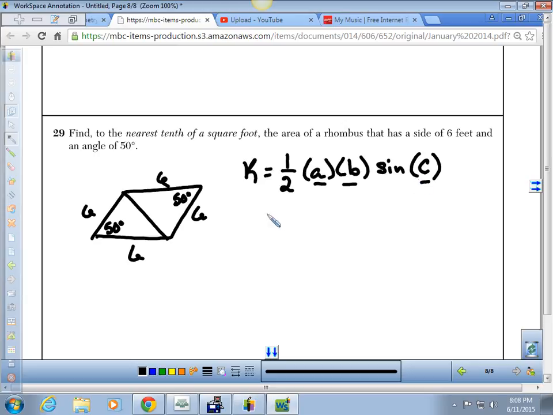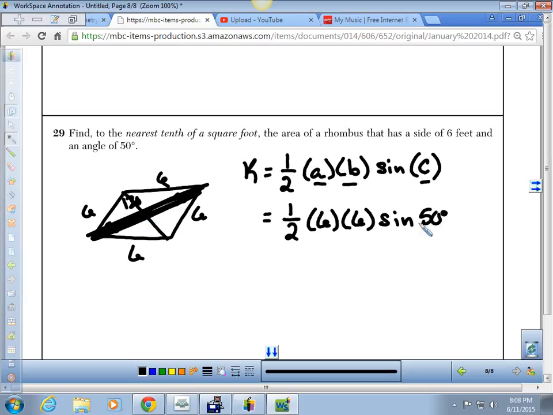Do we know two sides? We absolutely do. They're both 6. And then what is the angle that's in between them? 50 degrees. Now, could we have also made this diagonal go that way, and then instead of using the 50 degree, use the 130 degree as well? Absolutely. Wouldn't make a difference at all.